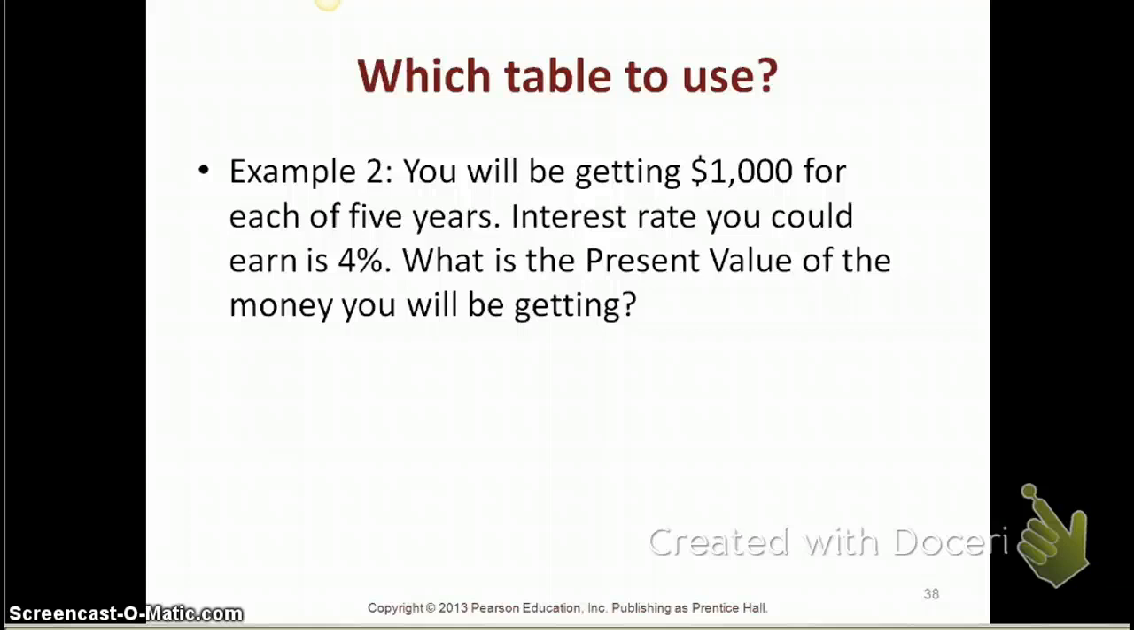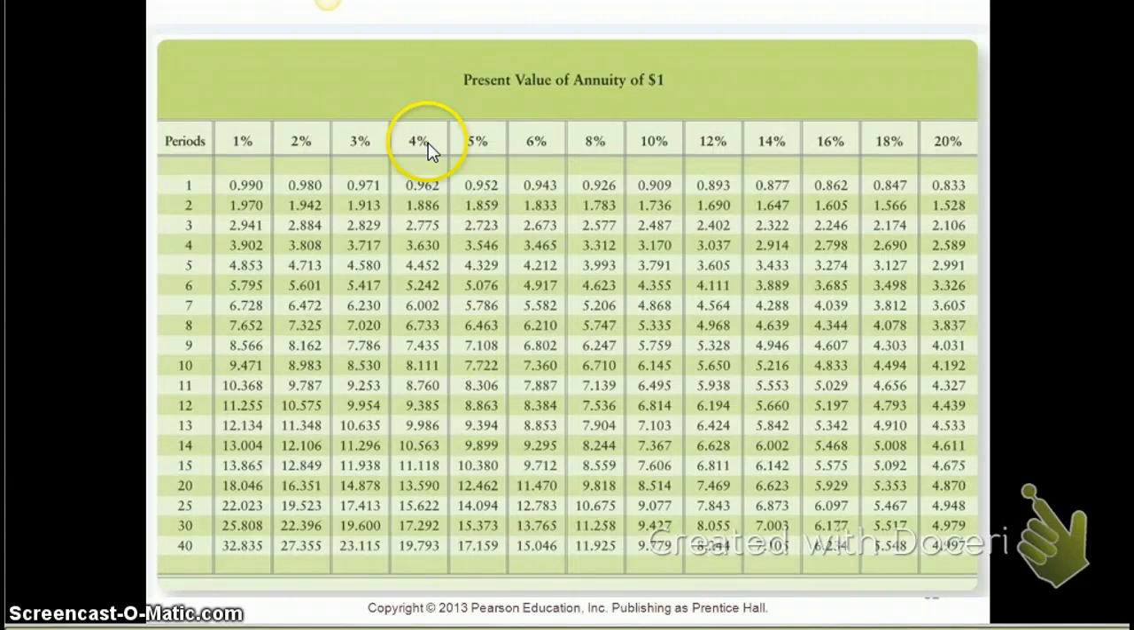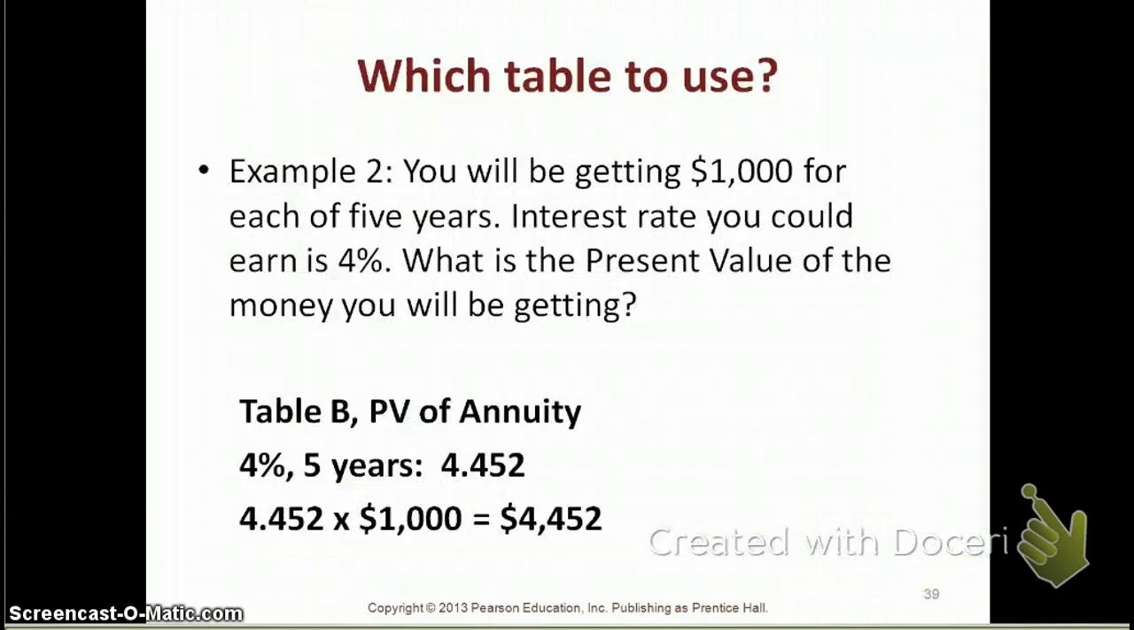So you're going to use the present value annuity table. Your period again is 5 years, but your interest rate this time is 4%. So let's take a look at the table and find out what our factor is. We're going to do 4%, which is right here, for 5 years. Our factor is 4.452. Now what you do is you take that 4.452 and multiply that by your principal, which is $1,000. That's the annuity that you receive every year. And you get $4,452. So if you receive $1,000 each for 5 years, assuming you could get a 4% interest rate, the present value of that $1,000 a year is $4,452.